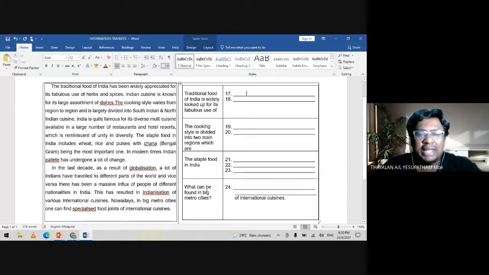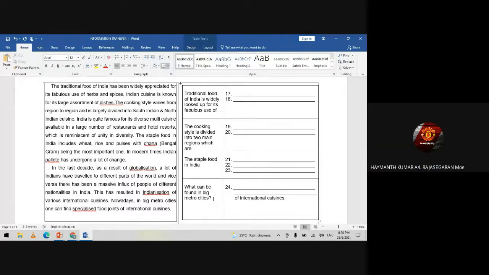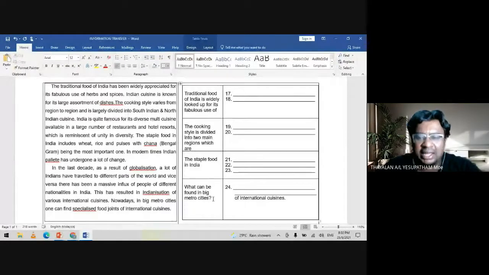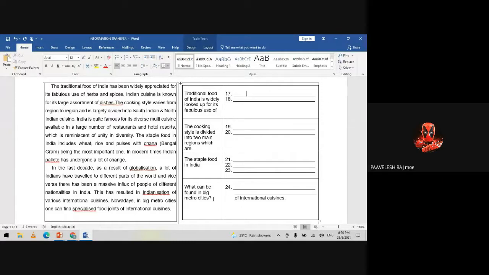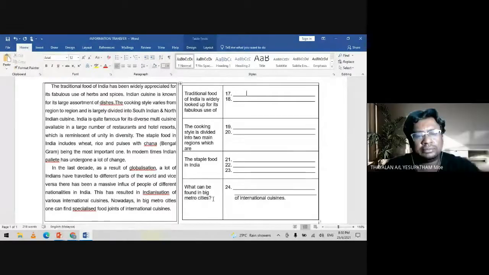Okay. Now, what can be found in big metro cities? Remember, three words, of international cuisines. So what can be found in big metro cities? 24, who can give me the answer? Yes, specialized food joints. Very good. Specialized food joints. Okay. Now, these are the answers.